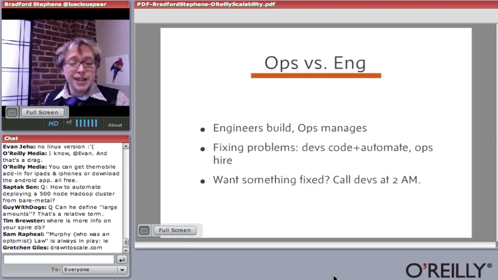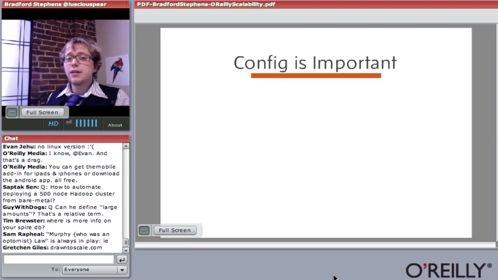So if you really want something fixed, don't give just the ops guys calls, have the devs get called at 2 a.m. They'll discover really quickly what the major pain points are, and not only will management advocate to get these problems fixed, but the developers will want to fix the problems so they can sleep through the night. So definitely call your devs when things are going wrong. Don't leave it just to the ops guys.